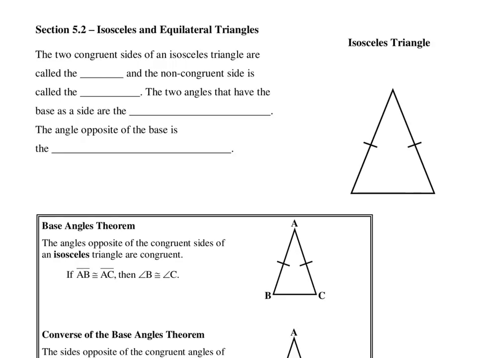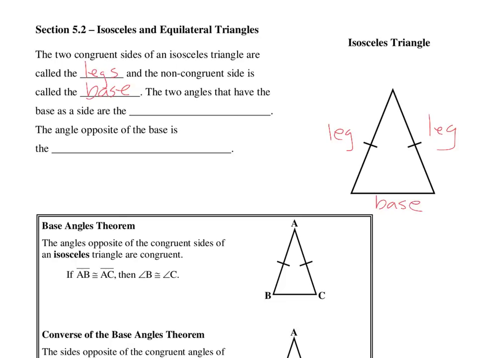All right, starting lesson 5.2, isosceles and equilateral triangles. The two congruent sides of an isosceles triangle are called the legs. So to the right here we have an isosceles triangle. These are the legs, the congruent sides. And the non-congruent side is called the base. All right, there's the base.